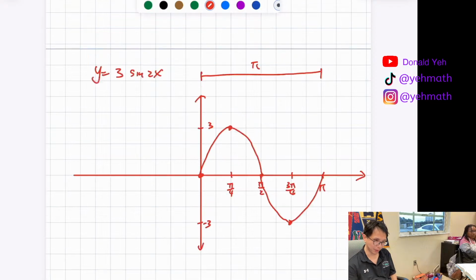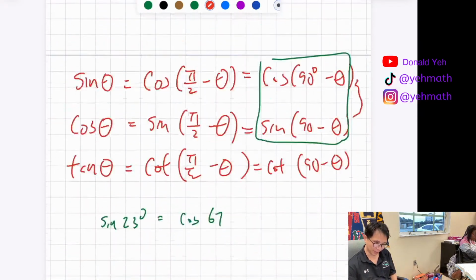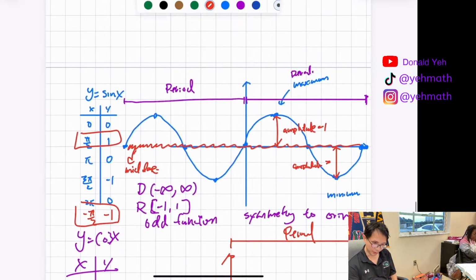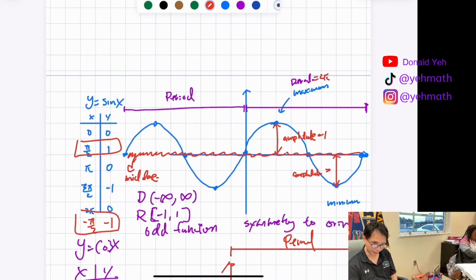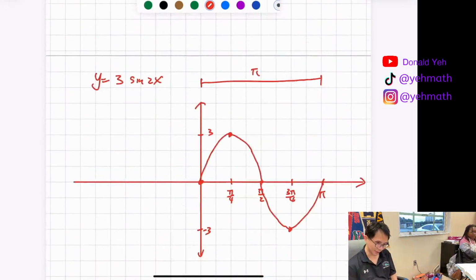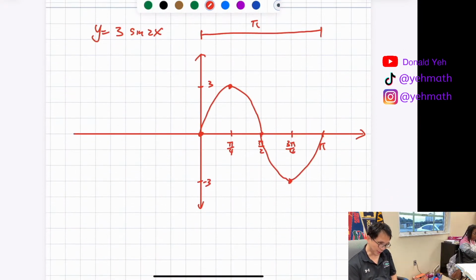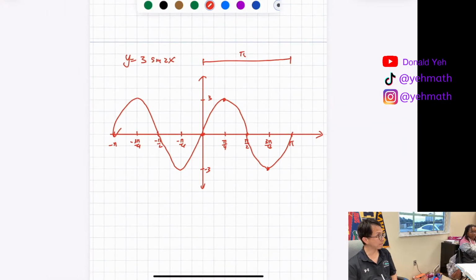This is only pi, as opposed to before, when my period was 2 pi. I forgot to write it down, but this is 2 pi here. It shrinks down to exactly half. So it's pi. And scale-wise, going backward, negative pi over 4, negative pi over 2, negative 3 pi over 4, and negative pi. So then that's going to give you this, this, this, this. Is that okay?